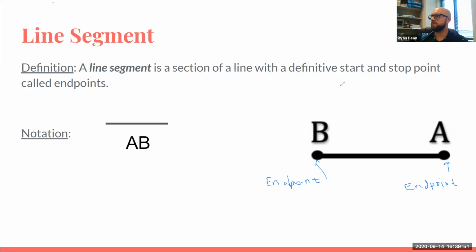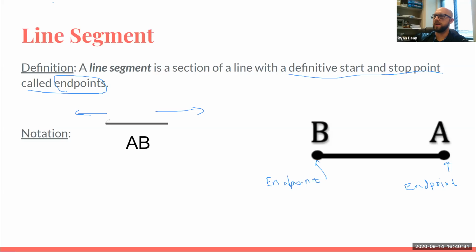So endpoints are start and stop points. That's what the endpoint is. So an endpoint is a start and a stop point. Now with segments, we do the notation very similar to a line, except notice that there are no arrows on either side of this little straight edge right here. That's because it does not extend indefinitely in this direction or in this direction.